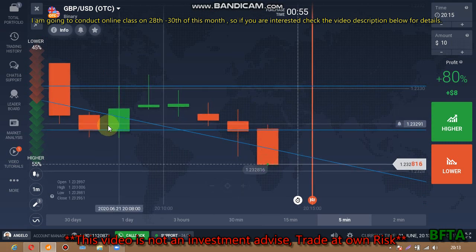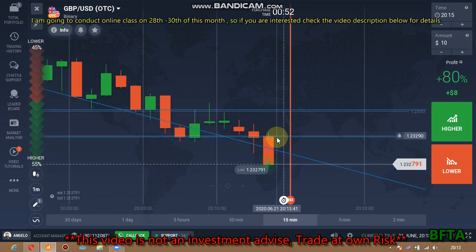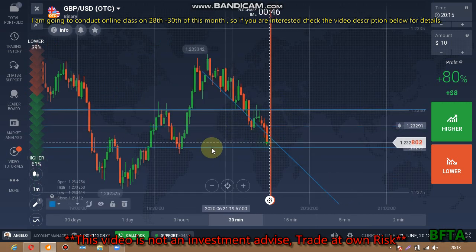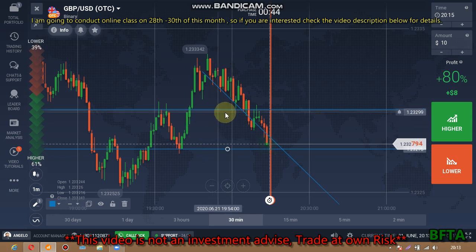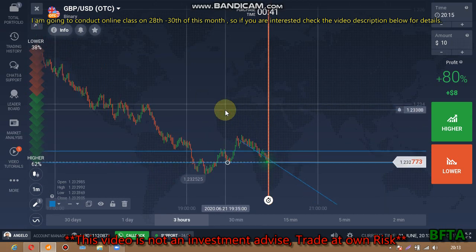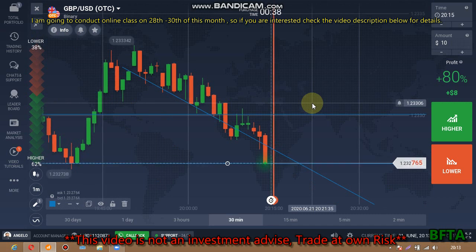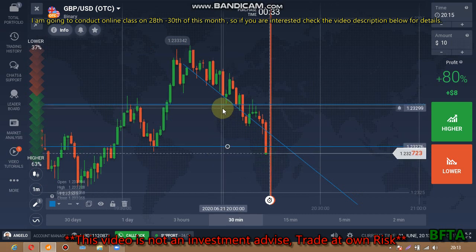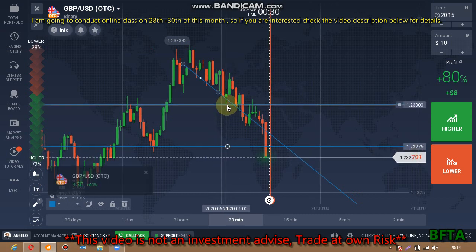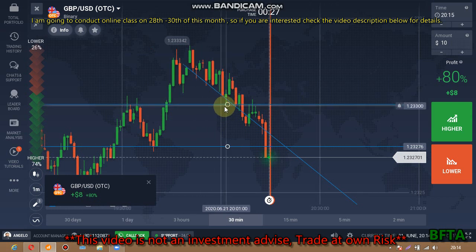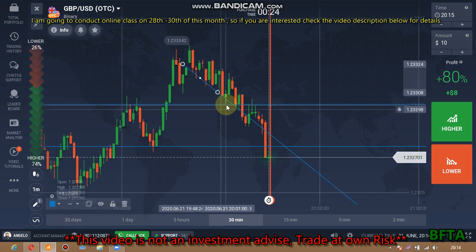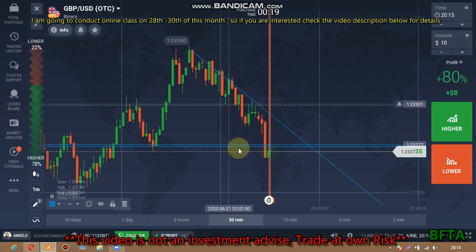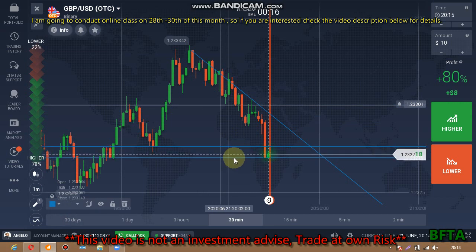And again, this level I have drawn, it closed below the level. So this is a sign the sellers will still enter again. The sellers are going down very strongly. Okay, the next possible reversal is here.